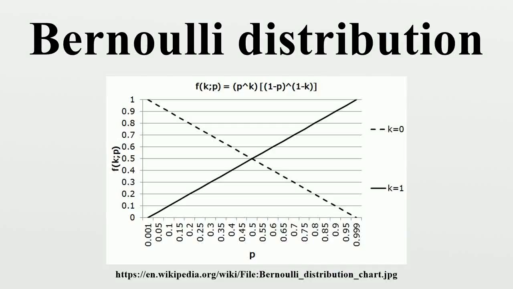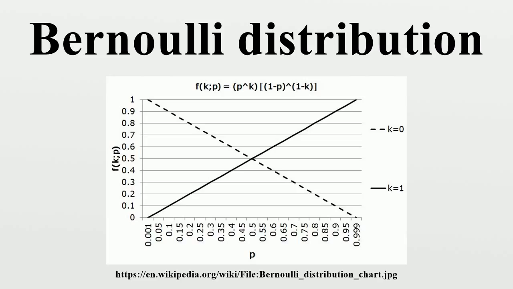In probability theory and statistics, the Bernoulli distribution, named after Swiss scientist Jacob Bernoulli, is the probability distribution of a random variable which takes the value 1 with success probability of p and the value 0 with failure probability of q = 1 - p. It can be used to represent a coin toss where 1 and 0 would represent head and tail, respectively. In particular, unfair coins would have p ≠ 0.5.